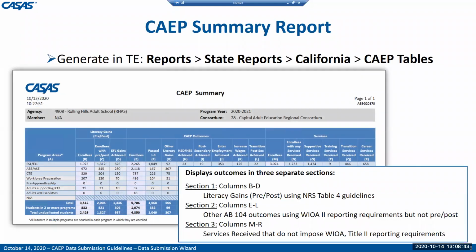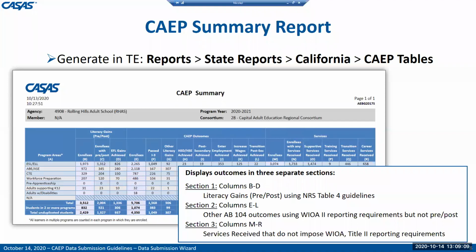Next, we'll talk about the CAEP summary report. And this report will help you understand all your CAEP data. To get to that report in TopsPro Enterprise, you'll go to Reports, State Reports, California, and then CAEP Tables. When you generate the report, there will be about 5 other reports, but we'll look at the CAEP summary as our most important one.